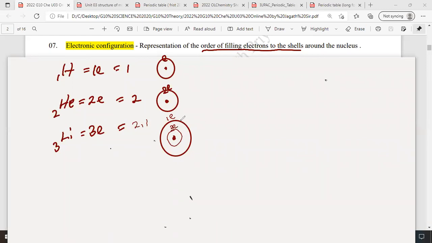How come 2 comma 1? Can you put all 3 into the same level? Can't. In any atom, I told you, the first level can accommodate a maximum of 2 electrons, and the next level can accommodate up to 8, and the rest goes to the next level like that. 2, 8, 8, there's an order we have to write. 2 comma 8 comma 8 like that. So this is the order.